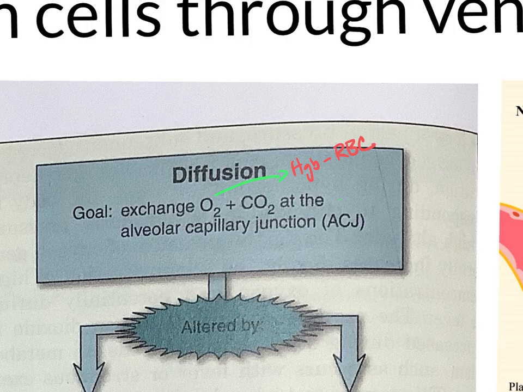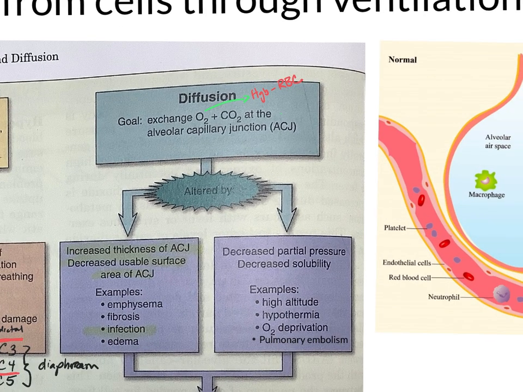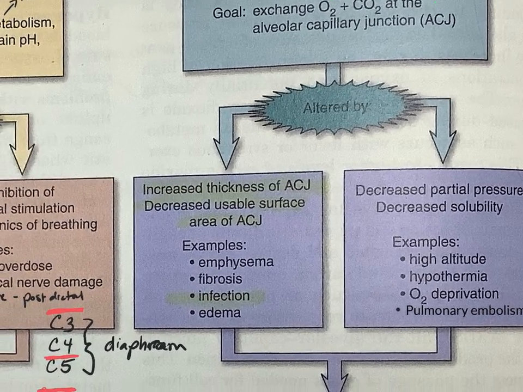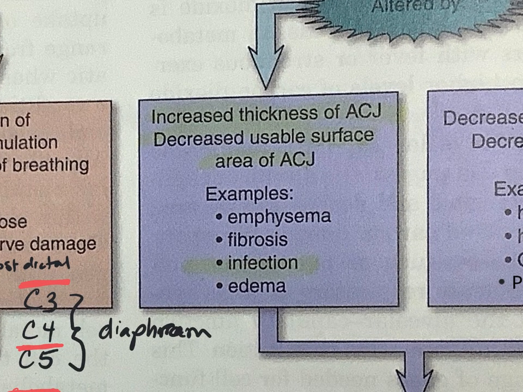And so we need that process to happen. And there's a lot of things that can impact that. And that diffusion is altered by the affinity, the pressures, anything that's going to impact that diffusion principles, right? And so first is anything that's going to impact the thickness of that alveoli capillary junction.